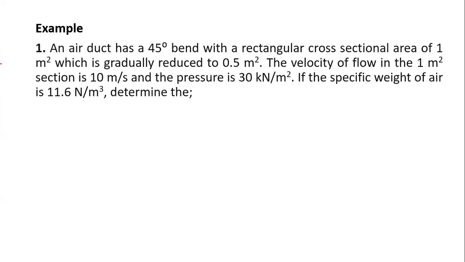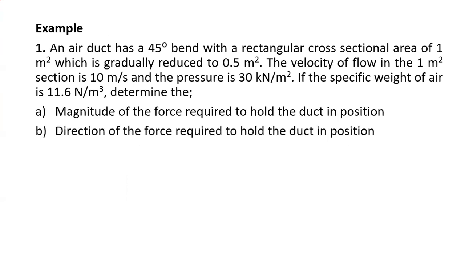Let's look at the example. We have an example here. In this example, the air duct has turned through 45 degrees as a bend. Then the areas are 1 square meter and 0.5. And in the first section, 10 meters per second is the velocity, and the pressure is 30 kilonewtons per square meter. Specific weight has been given as 11.6. So let's find the force and the direction.